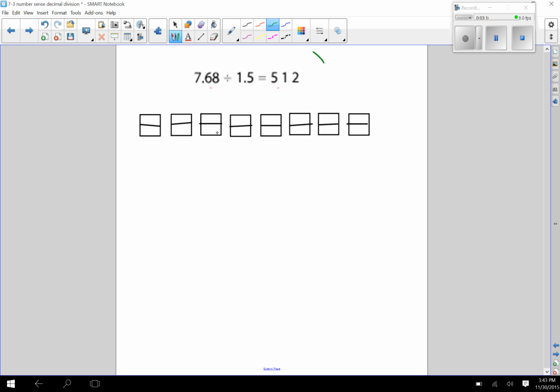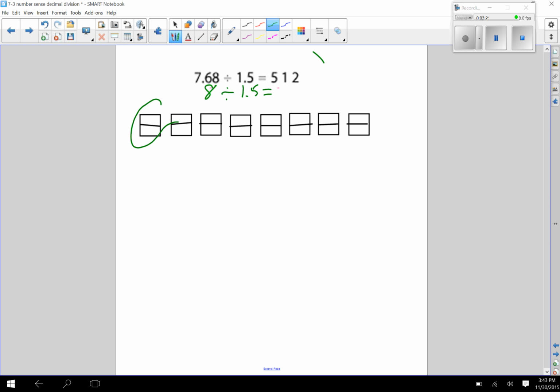I kind of want you to think about it in terms of creating those groups. So what I've done is I've taken my 7 6800ths and I'm going to round that to 8, and I'm going to leave my 1/2 as 1/2. Notice what happens when I start creating groups. I've got 8 wholes, and I'm going to group them into groups of 1.5.